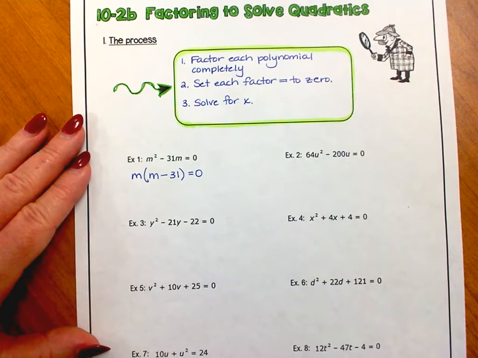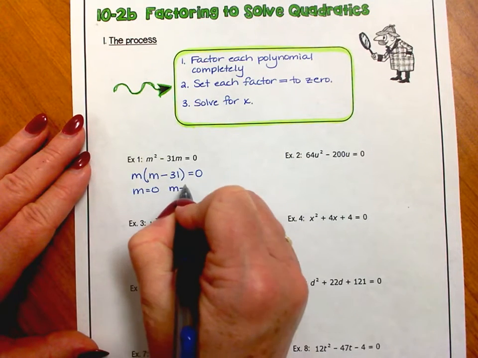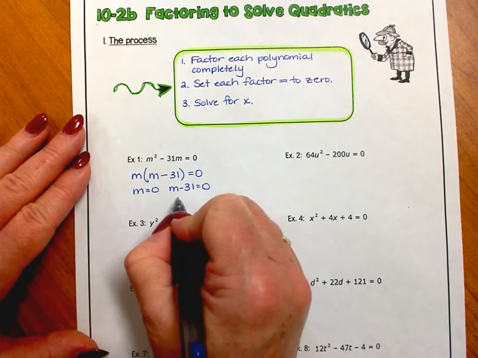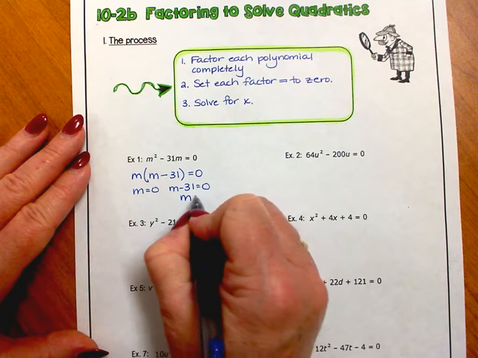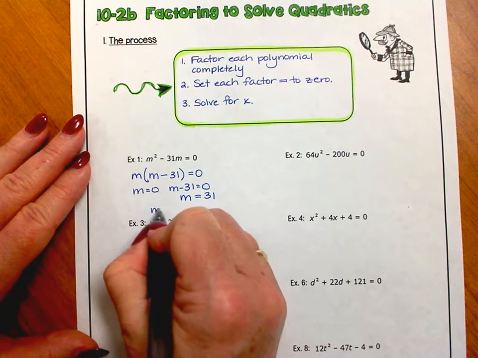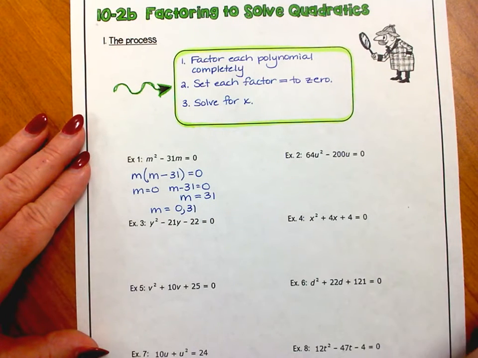Okay, now we want to set each factor equal to 0. So m equals 0 and m minus 31 equals 0. This one's already solved. And if we add 31 to both sides, so is this one. So we end up with m equals 0 and 31.